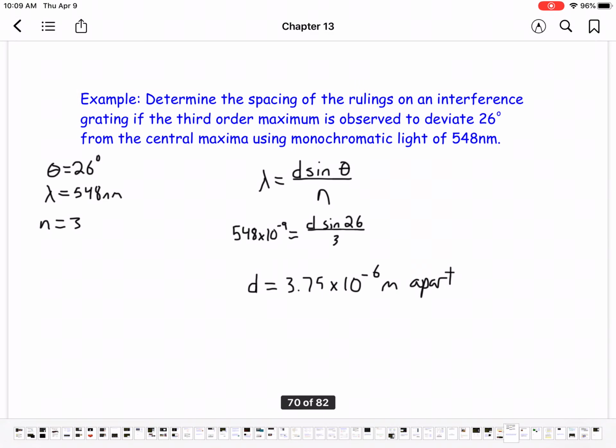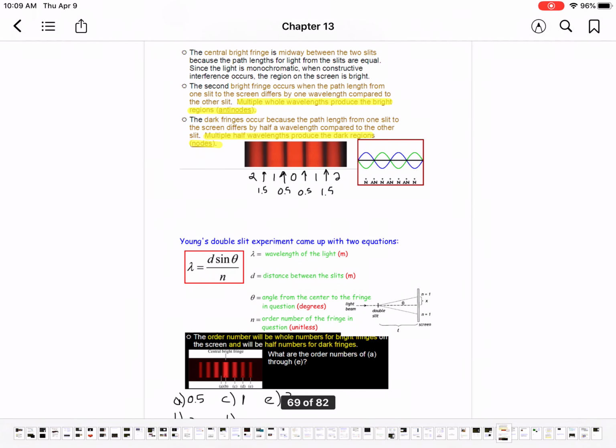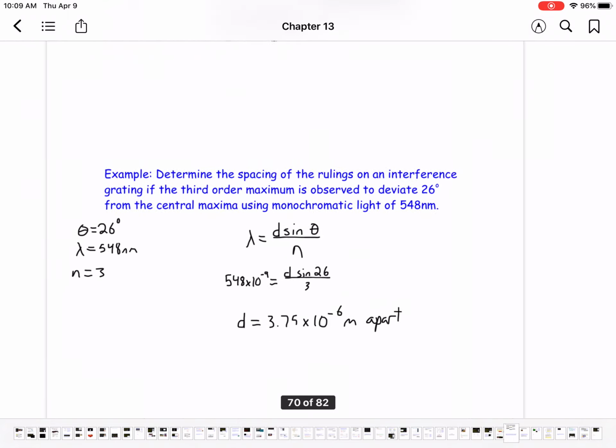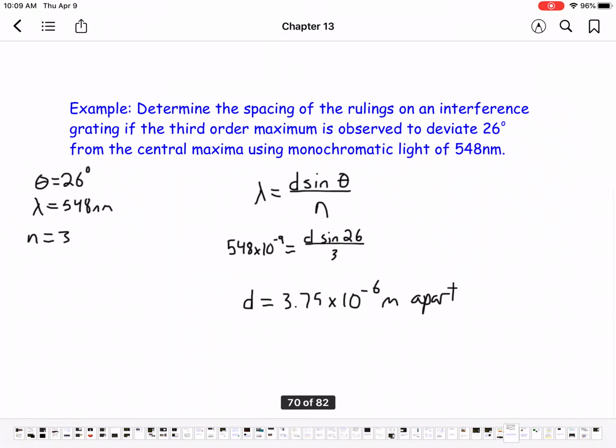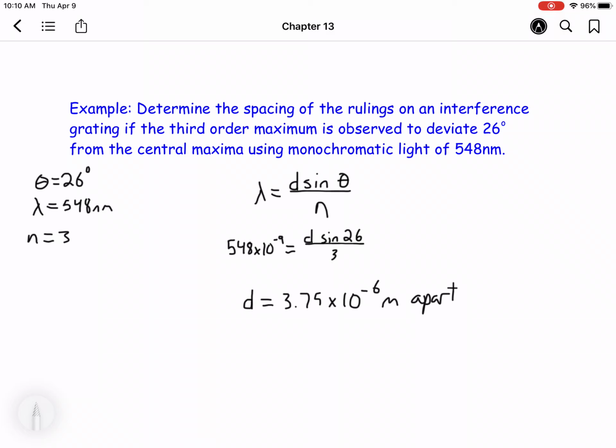Okay, so determine the spacing of the rulings on an interference grating if the third order maximum is observed to deviate from the central maximum using monochromatic light. Sorry, I think I said something wrong. Yeah, no, that's right. Determine the spacing of the rulings of the interference grating. So that's one thing to take note of. An interference grating is basically, instead of just two slits, you have hundreds of slits. But this equation still works if it has hundreds of slits or just two.